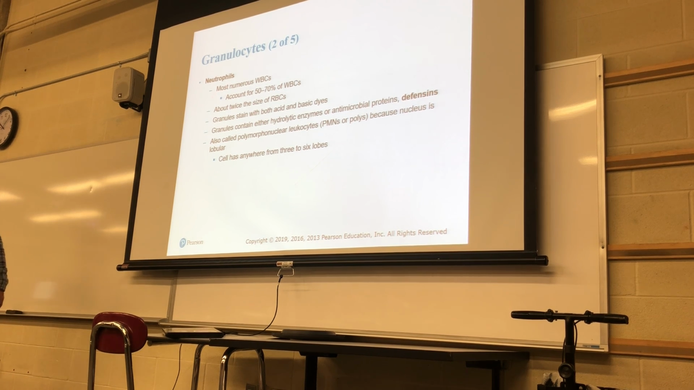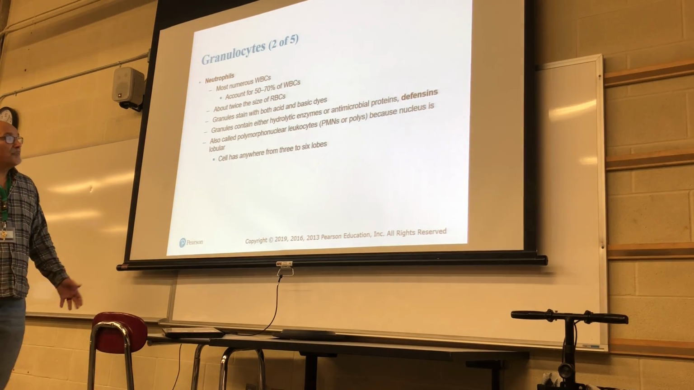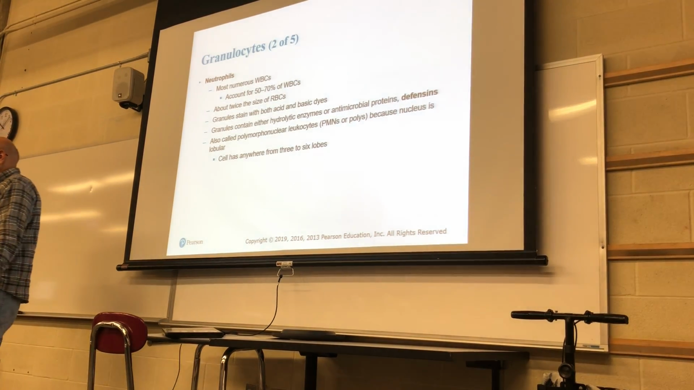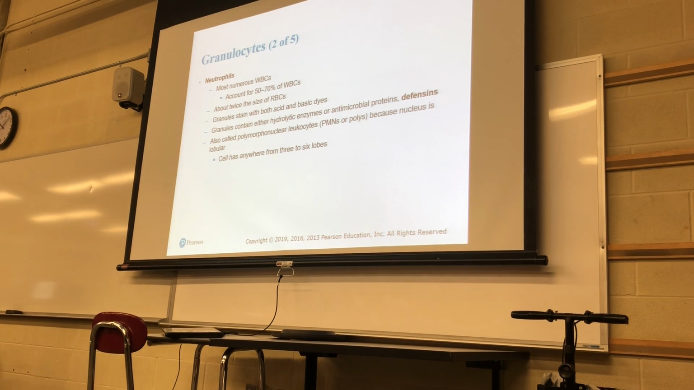So neutrophil, we said the most numerous, 50 to 70% of your white blood count is neutrophils. It's like the bully of the white blood cells. He's the boss. And they're big. They have to be. They're going to eat things. Little tiny cells are not going to eat something that's this big. These have to be big so they can handle a virus or a bacteria.